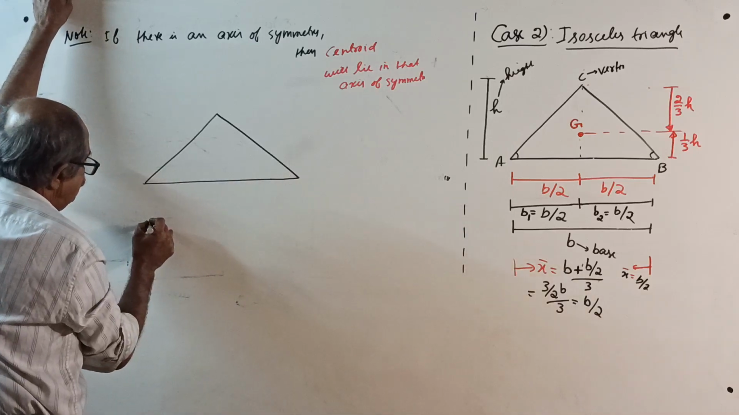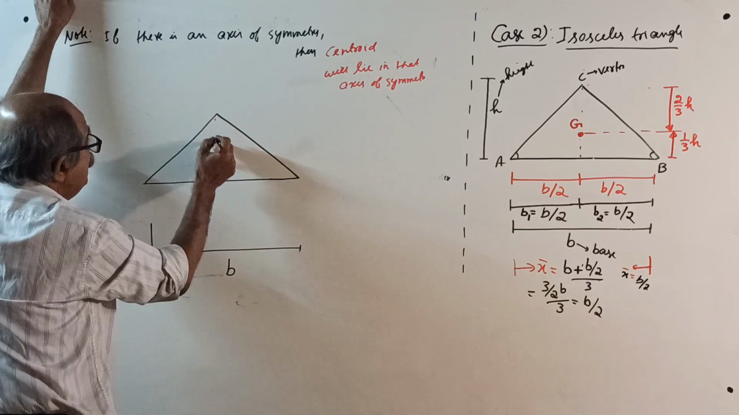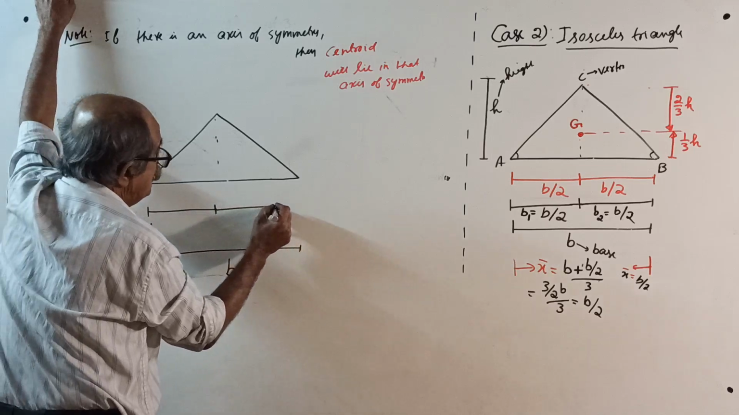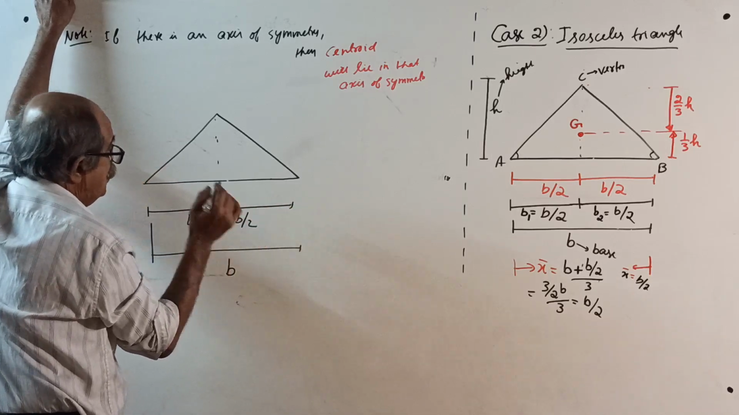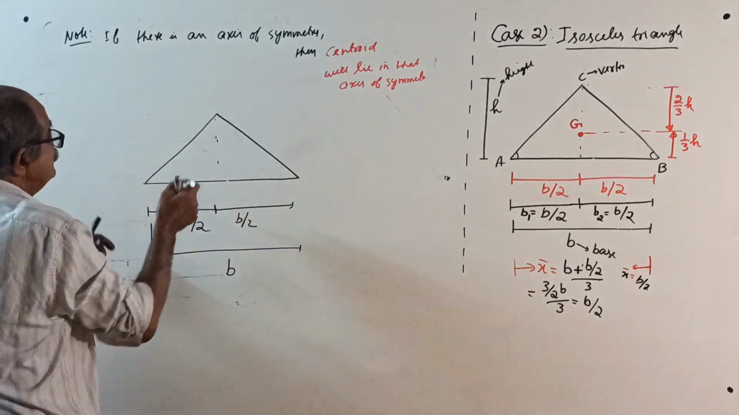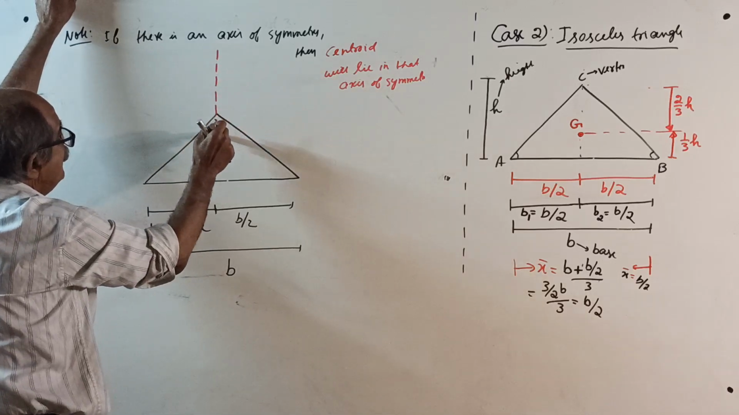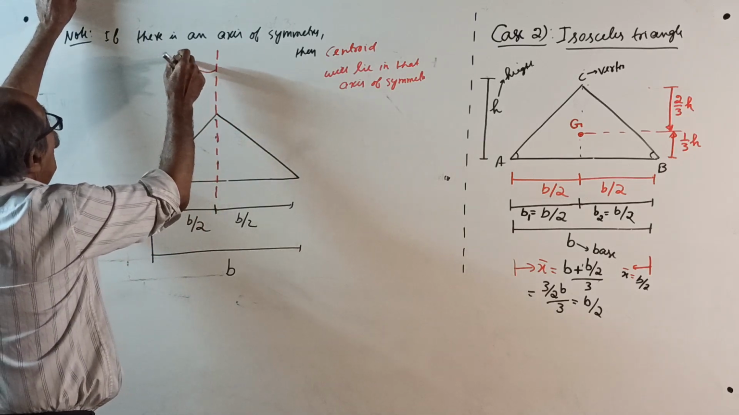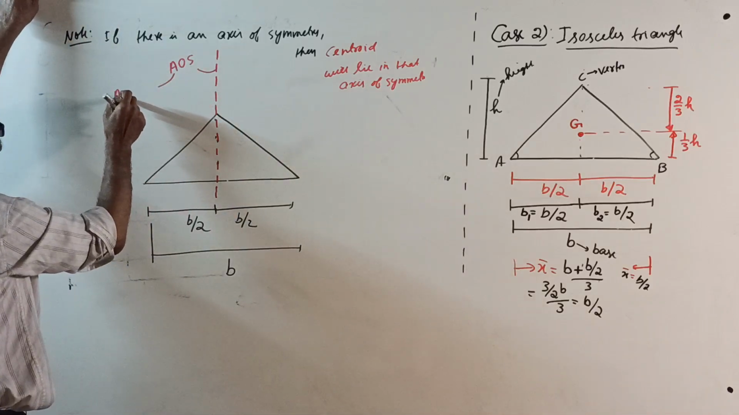See here. This is B. Half of it is B by 2, B by 2. Isosceles triangle, B by 2, B by 2. Therefore, one thing is guaranteed: this is the axis of symmetry. I write here, axis of symmetry. Don't write AOS, write it correctly: axis of symmetry.